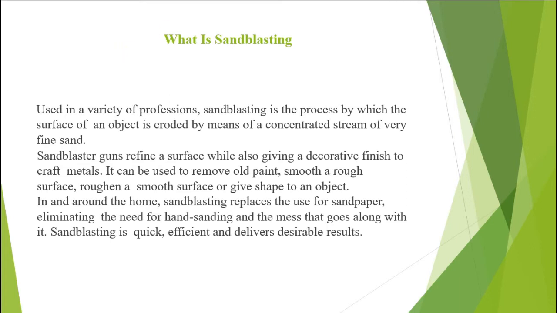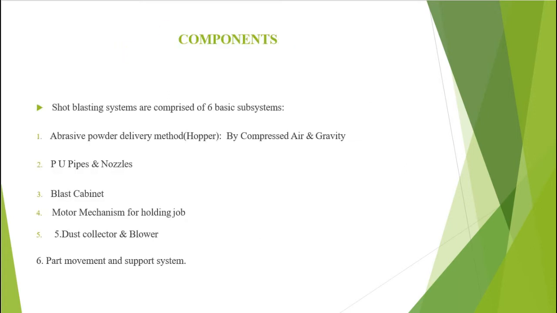The various components of a sandblasting machine are: there are six basic subsystems which are used in a sandblasting system. They are the abrasive powder delivery method by compressed air or gravity, the pipe and nozzle, the blast cabinet, the motor mechanism for holding the job, the dust collector and blower, and the movement and support system.